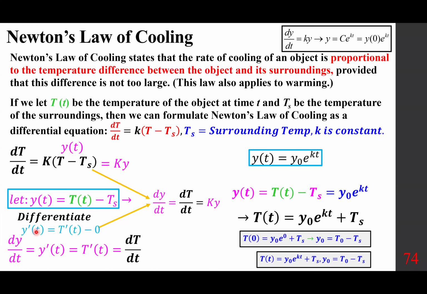Let me erase my work. And so, Newton's law of cooling tells us T of t is y sub 0 e to the power of kt plus T sub S, where y sub 0 is the difference between T sub 0 and T sub S, the initial value and the surrounding value. That's the meaning of it.